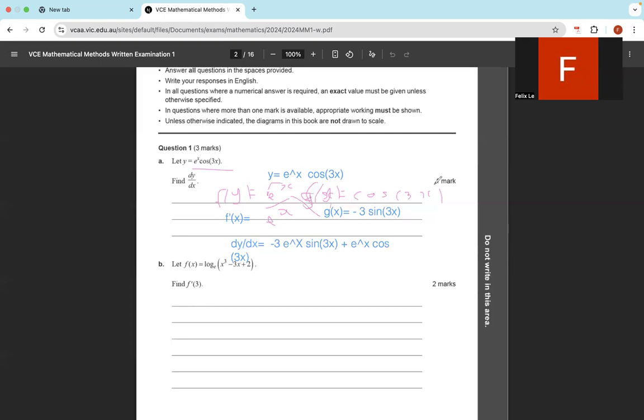So this is a 1-mark question. You show your working out here. It's a bit messy, but you would show your working out here.